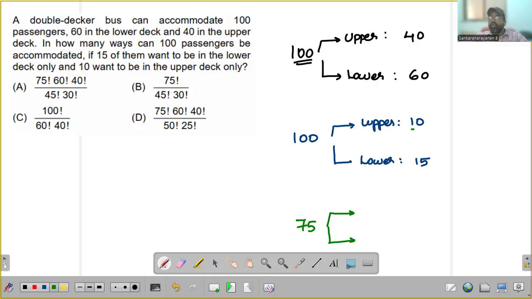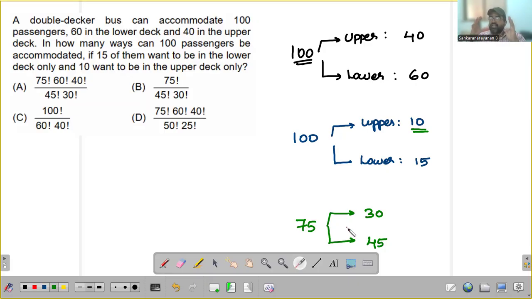So 10 in the upper deck is already filled. How many are available now in the upper deck? Out of 40, 10 are already filled because those 10 people have got their preference. So now 30 are yet to be taken care of. So this 30 plus 10, 40, will happen here. Now the remaining, when I consider 75, 45 will go towards the lower deck. These 30 plus 45, 75, don't have any particular preference.